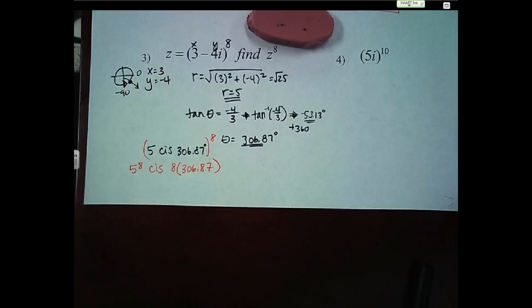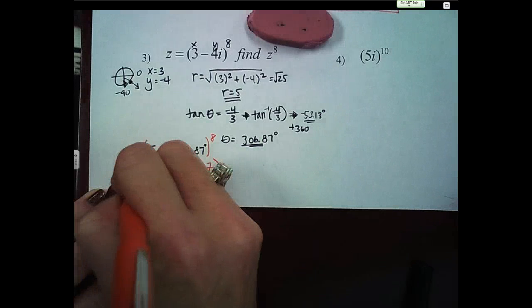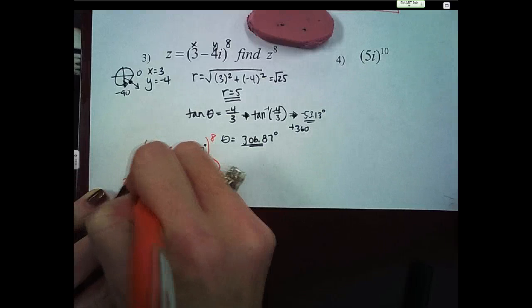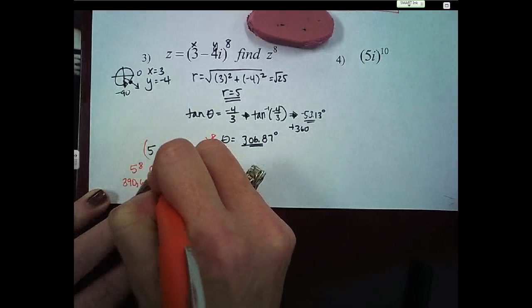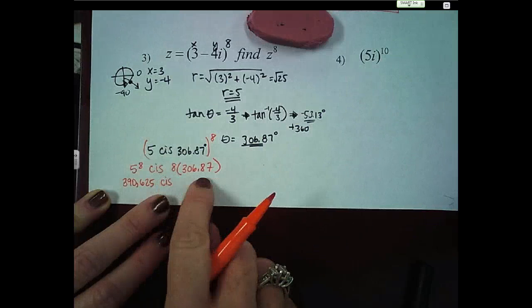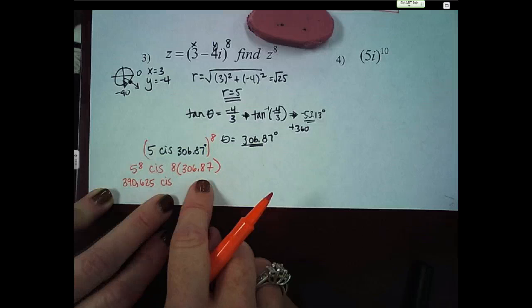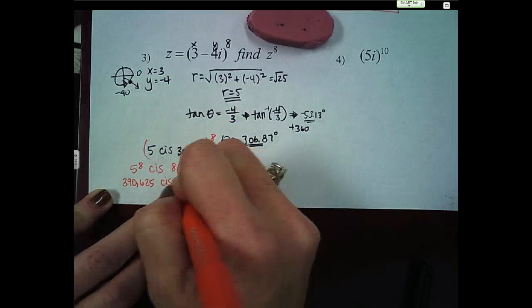So 5 to the 8th power is 390,625 CIS, and 8 times 306 is 2,454.